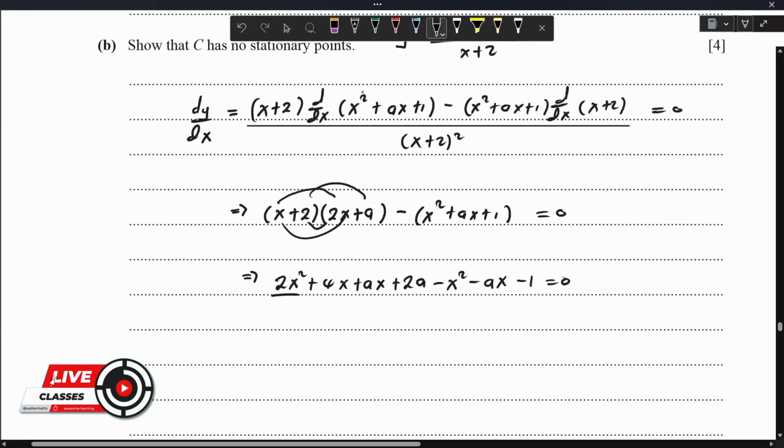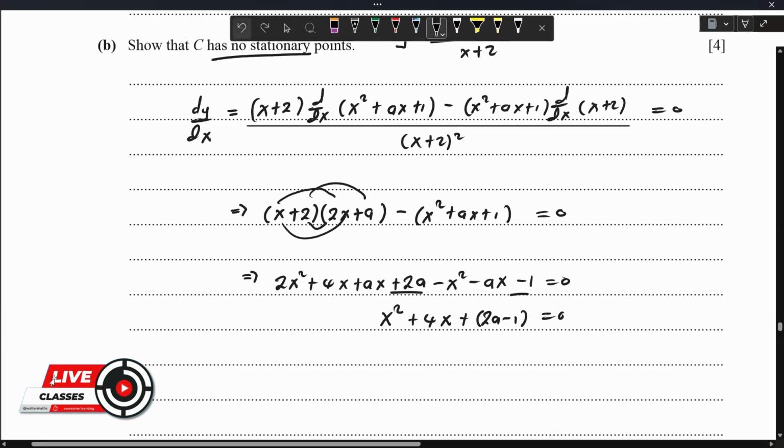That's 2x squared minus x squared is x squared. So we have x squared, and ax minus ax is 0. So we are left with 4x, and the constants 2a minus 1. So it's going to be plus 2a minus 1 equal to 0. Now, do we have stationary points existing? Because they want us to show that there are no stationary points.